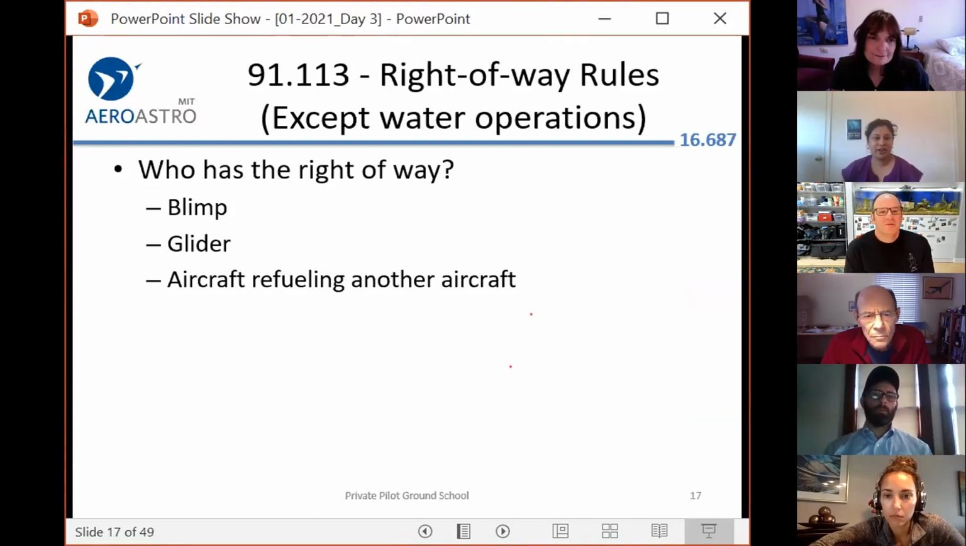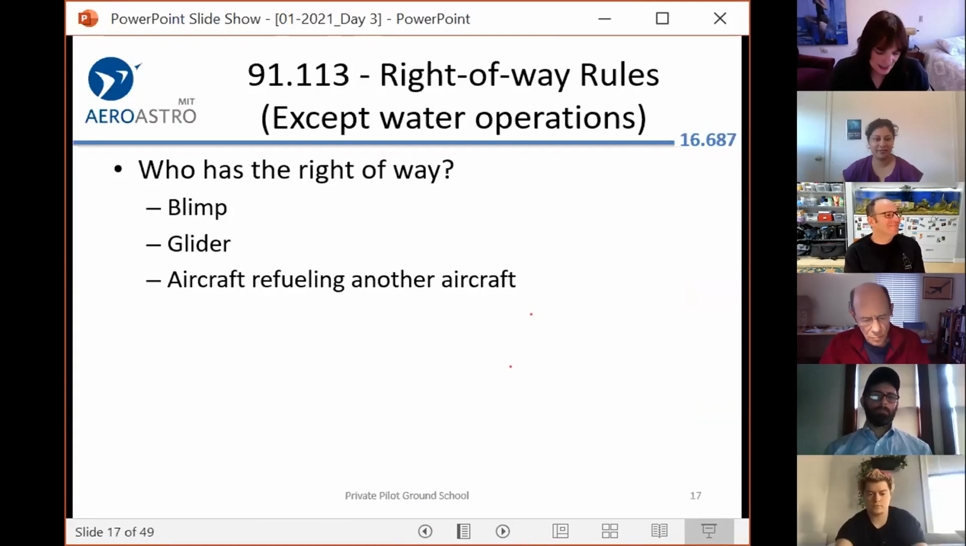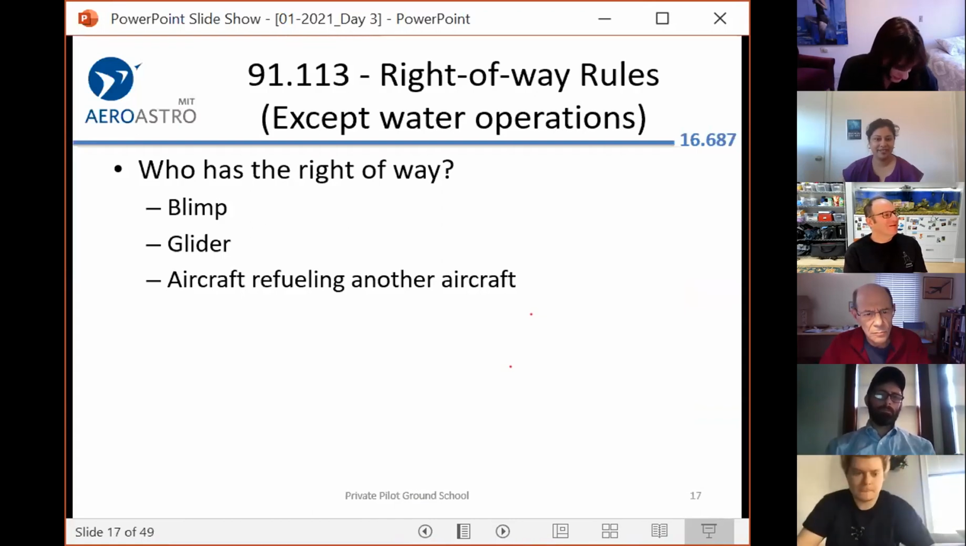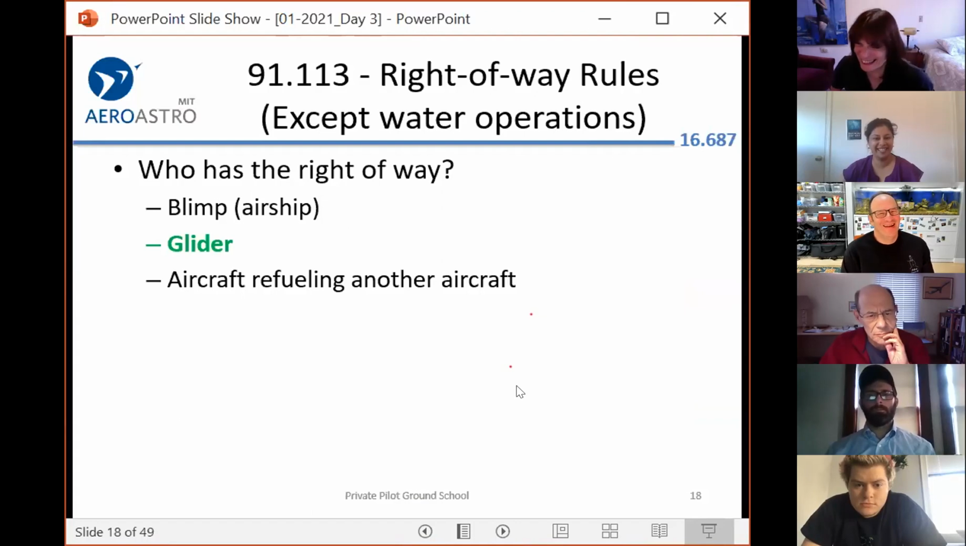So we also covered right-of-way rules. Now this was a question I got on my FAA exam. So who has the right-of-way? A blimp, a glider, or an aircraft refueling another aircraft? What do you guys think? So we got some glider, we got some blimp suggestions. So it's glider, but I will say that if you're in a glider and you see a blimp, it's probably not moving that fast. You might as well get out of the way.